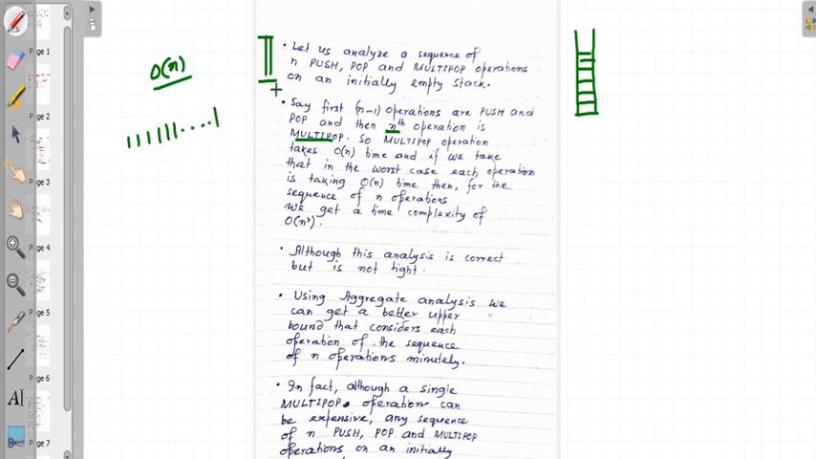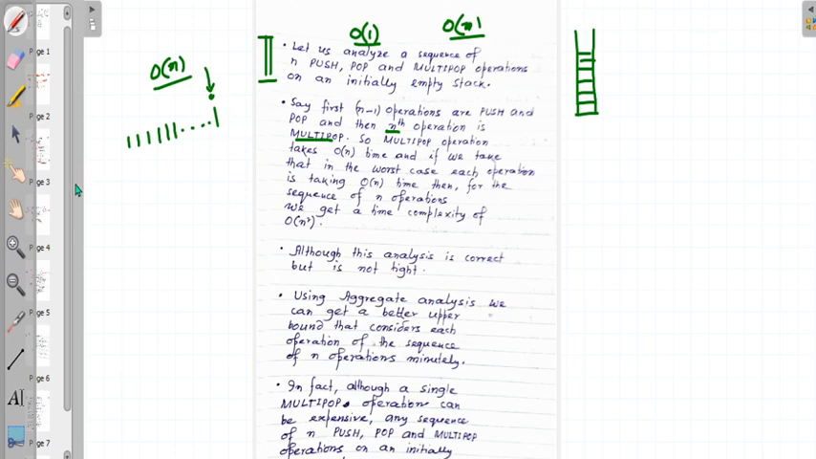And out of this, one operation is becoming very expensive, that is order of n. That is the multi-pop. The other operations are push operations, so that will definitely take order of 1 time, pushing an element. So now for a sequence of n operations, if one operation is taking order of n time, and I am analyzing the worst case time complexity, then one operation within that loop is taking order of n time.